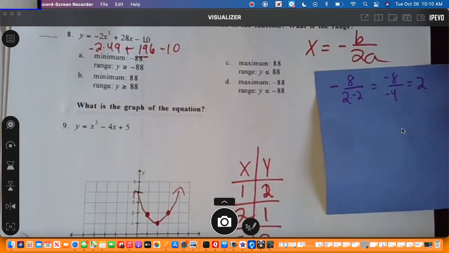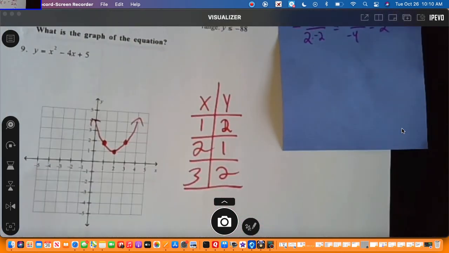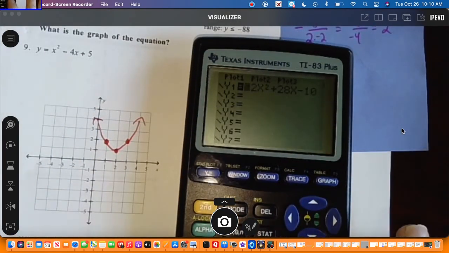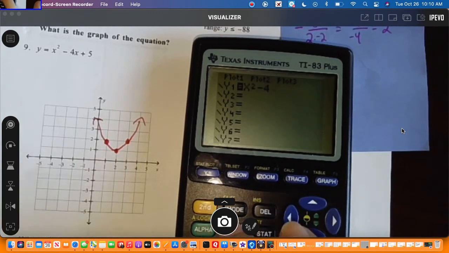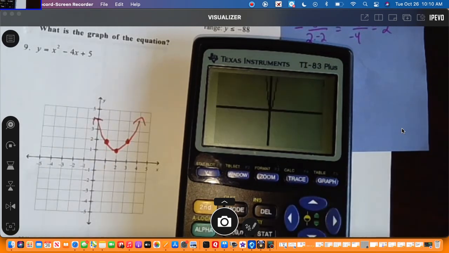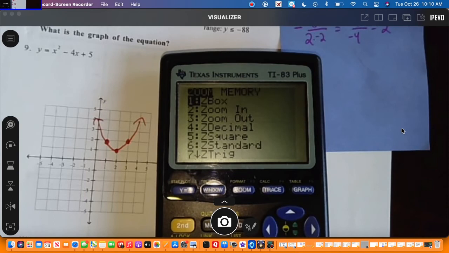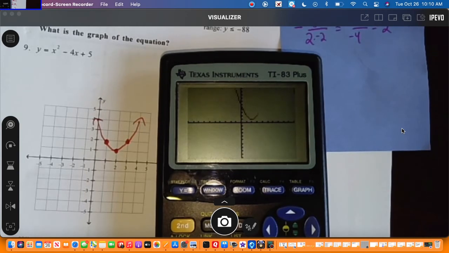Okay. Number 9. What is the graph of the equation? How would you graph that? Press y equals, and then x squared minus 4x plus 5. Now, when you press graph, it is going to be a very, very big window. But you can always press Zoom 6. Zoom 6 always takes you back to the regular window, the standard window.